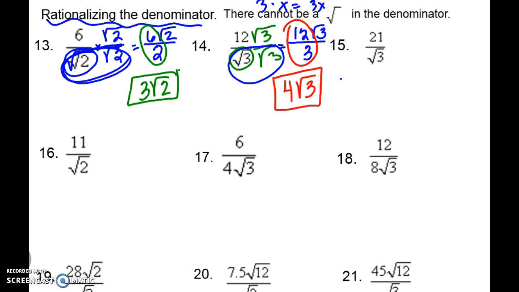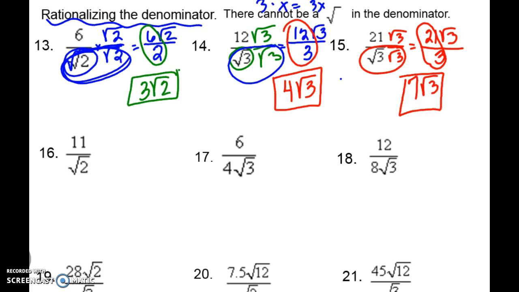Okay. Number 15, I have the radical 3 on the bottom. So I'm going to multiply by radical 3 over radical 3. That gives me 21 radical 3. On the bottom, I have a pair that gets to come out. How many times does 3 go into 21? 7 square roots of 3. Okay, try number 16 and 17.